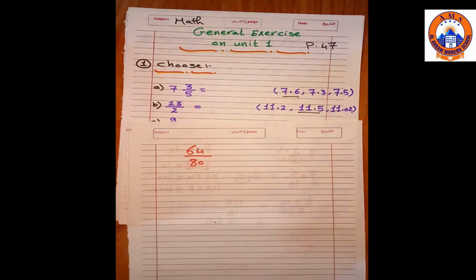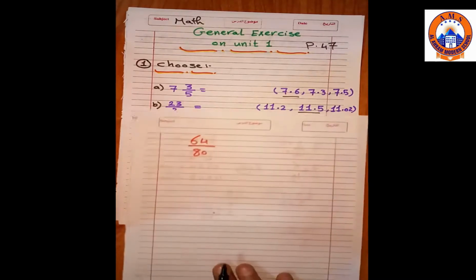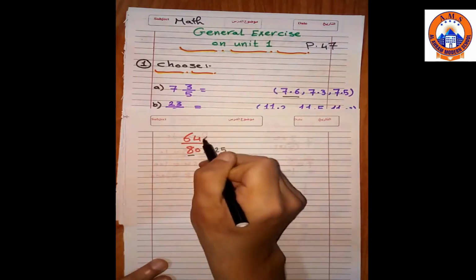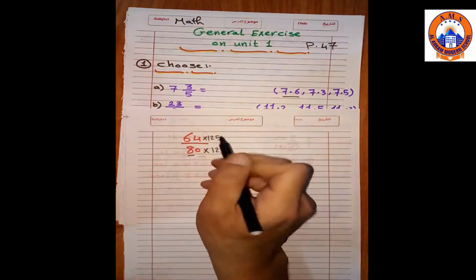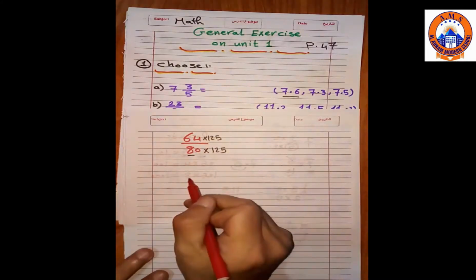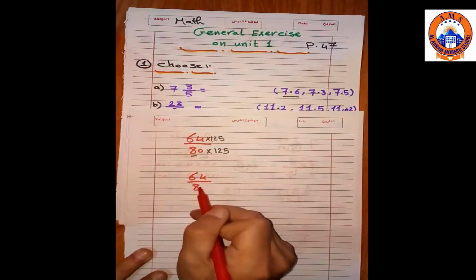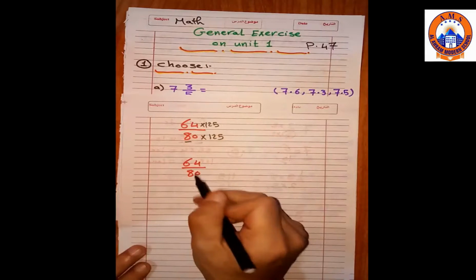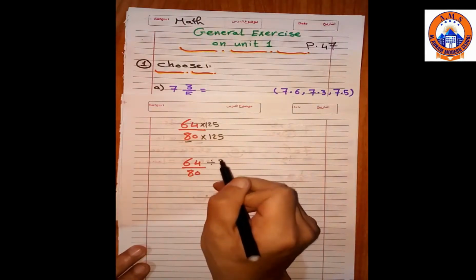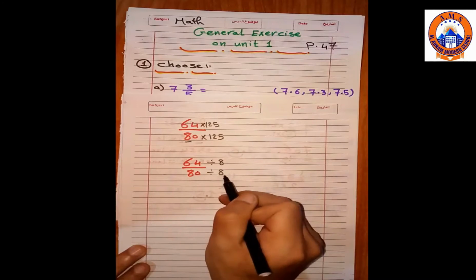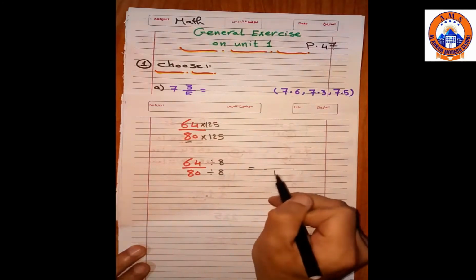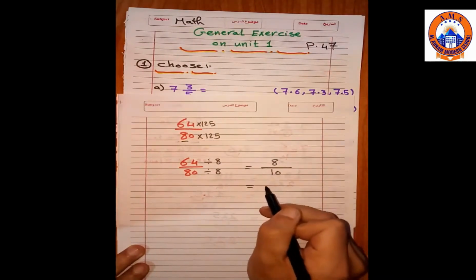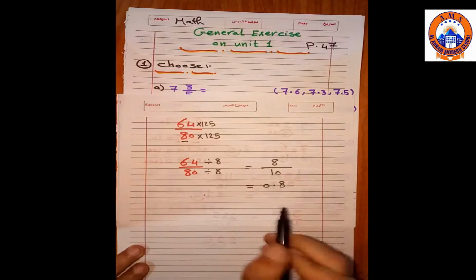To change this number into a decimal, we can solve it in 2 ways, either by multiplying the 8 by its friend 125 up and down, or by making this denominator 10 or 100 or 1000. Both of these numbers can be divided by 8, because when I divide 80 by 8, it will give me 10, and 64 divided by 8 is 8. Then I can write it as a decimal like 0.8. This is the easy way.